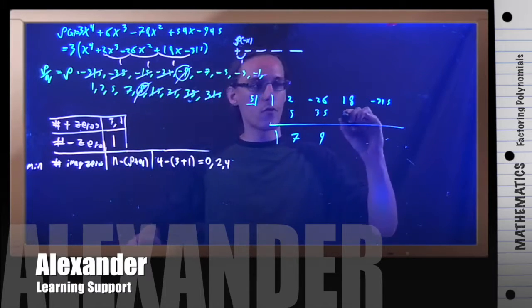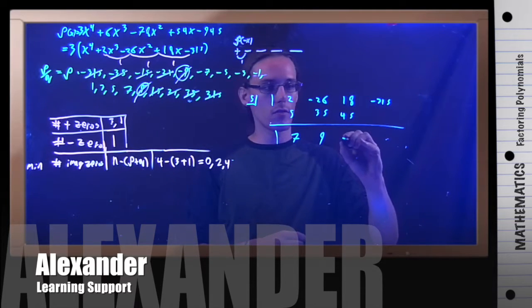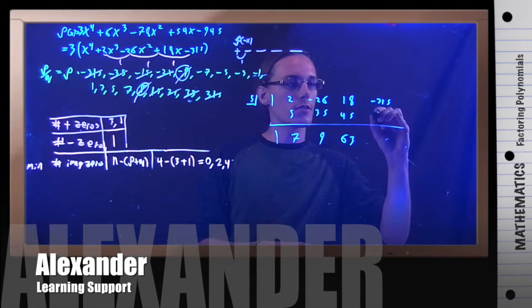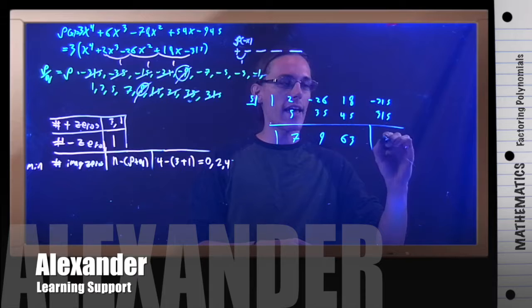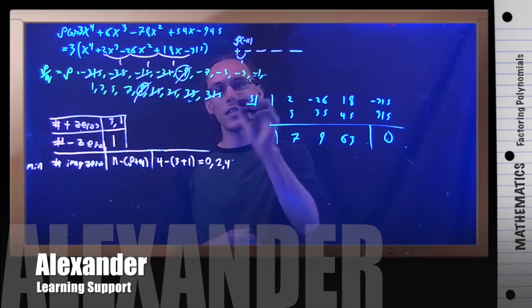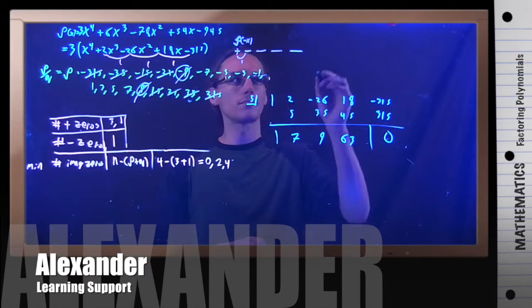5 times 9, that's 45. Add that to 18. I get 63. And then 63 times 5, lo and behold, it is 315. So when I add those, I get a remainder of 0. So, woo, I found one of my zeros. It's 5. So that means, don't forget this factor of 3 here.